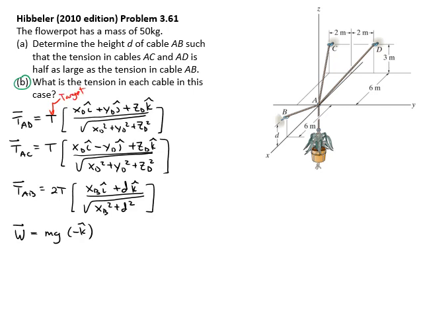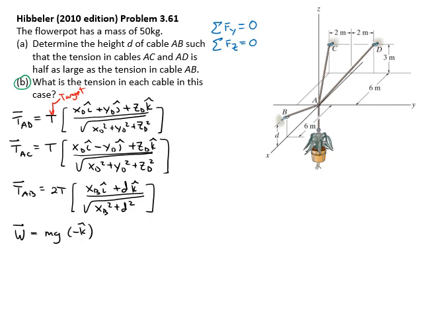If I know T, that tells me the tension in AD and AC, and then I just have to double it to get the tension in AB. So we have to use either the sum of the forces in the y direction equals 0, or the sum of the forces in the z direction equals 0. The x direction we already used, so we can't use that again.